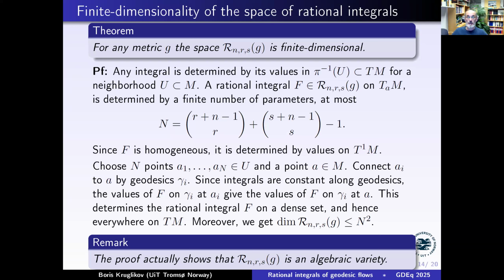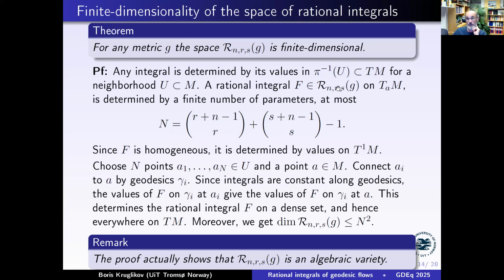Since coefficients are analytic in x and in p it is algebraic rational, every integral is completely determined by its preimage of a small neighborhood U in M. That's a cylinder in the tangent bundle, the local tangent, isn't it? So then we take a rational integral, actually at a fixed point. We can even shrink this U to a point.